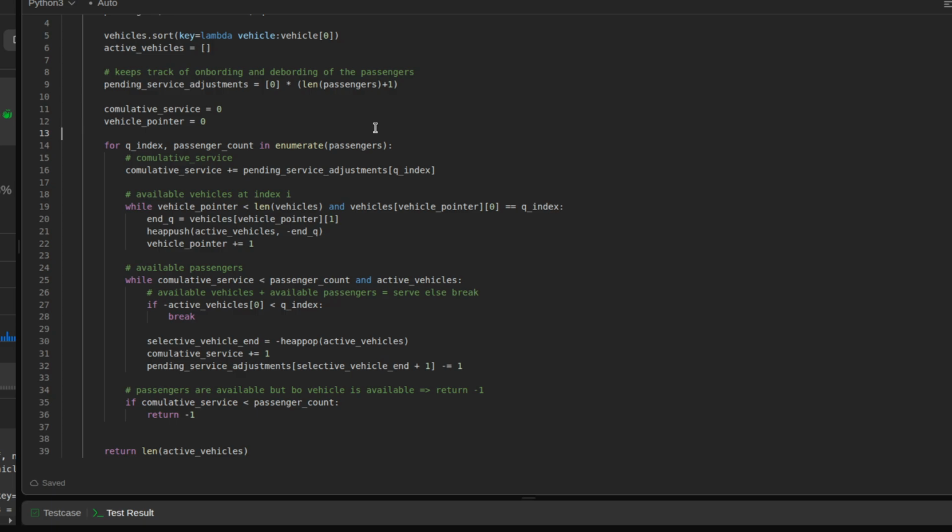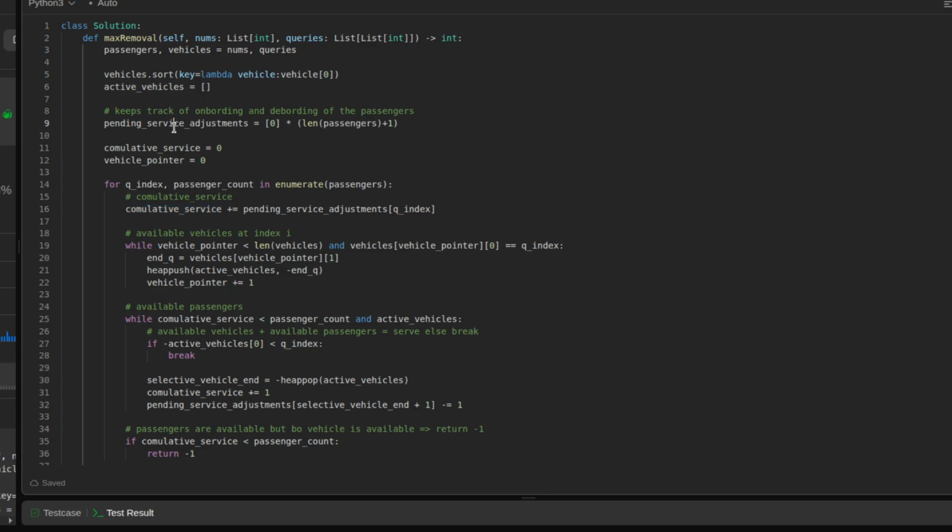Passengers and vehicles both are available. So I am iterating over all the passengers and looking if a vehicle is available or not, means whether we can provide the service or not. So for providing services, first we need to know about the vehicles. Cumulative services is just for onboarding and deboarding purposes. So cumulative services is for onboarding purposes only, and this pending services adjustment is for the deboarding purposes.